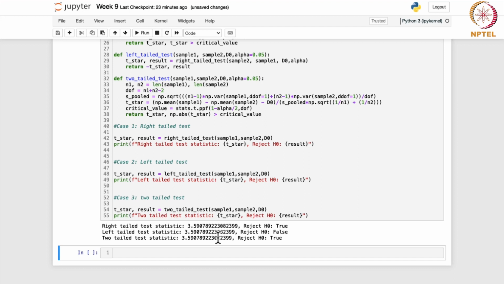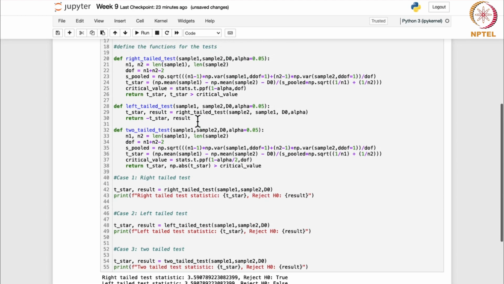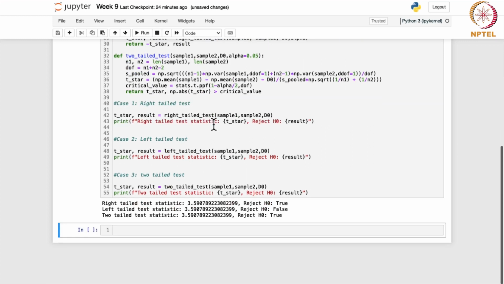So obviously the test statistic remains the same in all three cases, right? If you remember from the slides also, the difference comes when you are comparing the critical value and your test statistic. So in different cases, here it is t alpha, other places it is minus t alpha, and you can also have t alpha by 2.